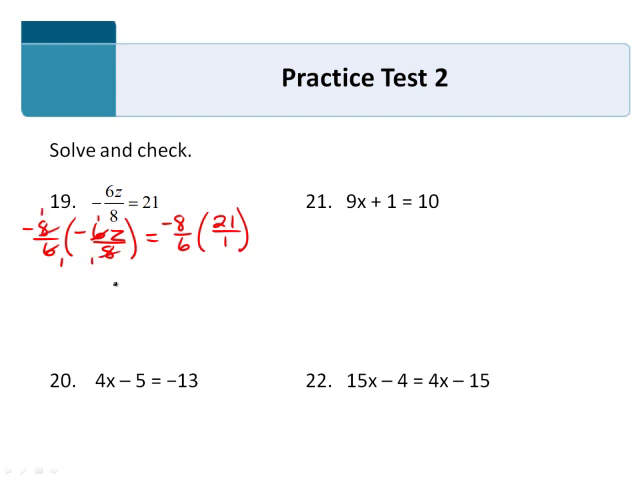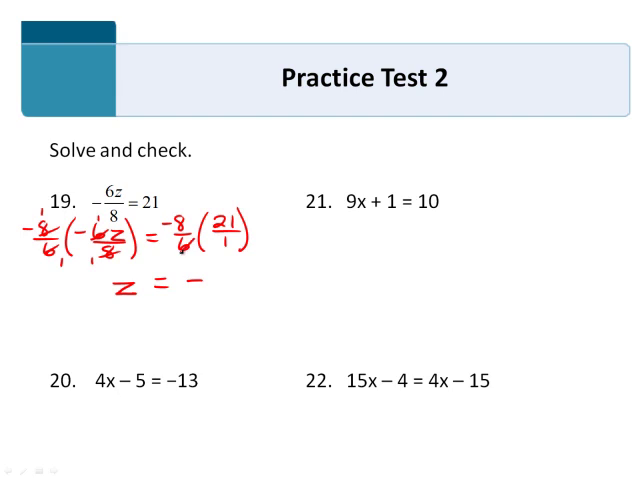So we're just left with z, which is what we want. Now, on the right-hand side, we have a negative times a positive. So that's a negative. Go ahead and put your sign there. 6 and 21 have a common factor of 3. So be careful when you cancel, if you decide to cancel.